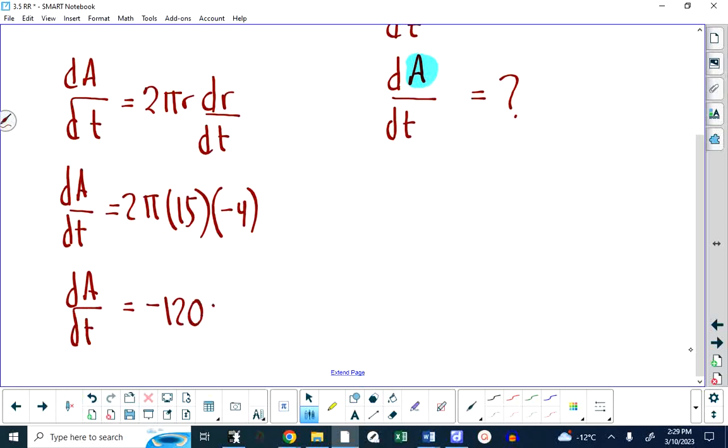To determine the units, you do not have to look at the units in all your work. You can just say that it was a rate of change of area, which would be dA/dt. And that means it's units of area over units of time. It's centimeters squared per second. Are we okay with that?